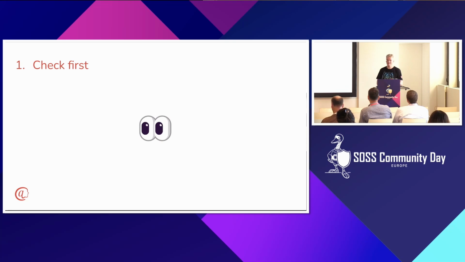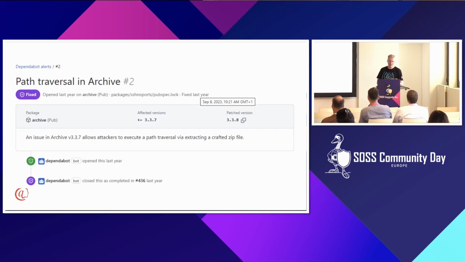So step one, check first. Here is an example of a Dependabot security alert that passed my eyes in the last year or so, September the 8th, 2023. And it was saying, path traversal problem in the archive package.